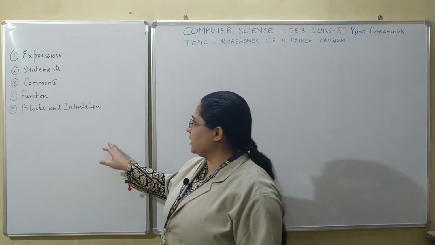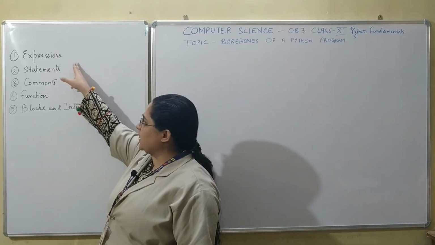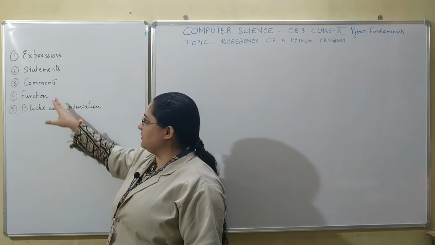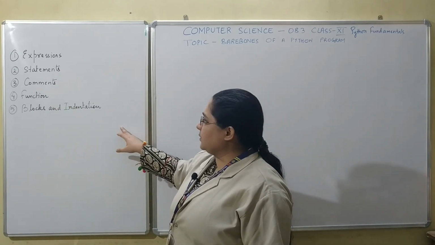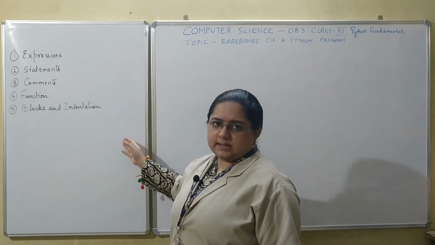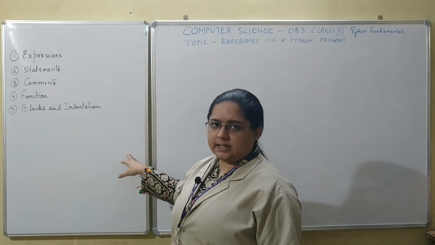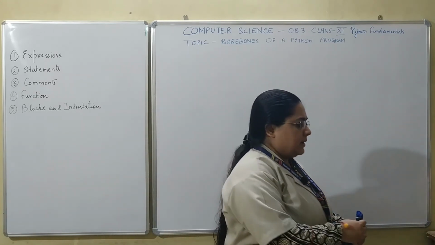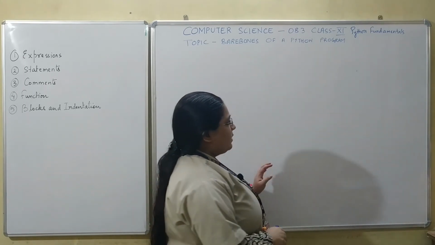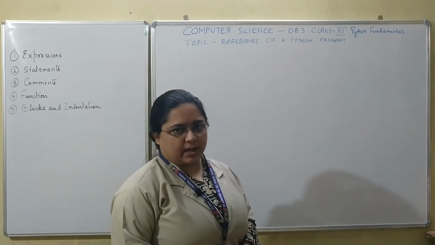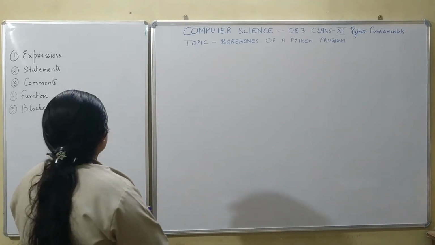So we can see over here, these are some of the things which are included in a Python program: expressions, statements, comments, functions, blocks and indentation. So your Python program consists of all these things. We will be seeing each of these in great detail. For that, we need to first understand how a Python program looks. So I'm going to write a very simple Python program which consists of all these various constructs.